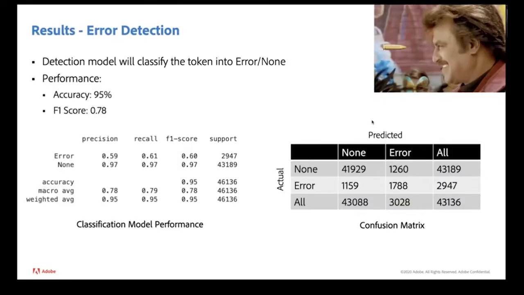Since we have reduced the errors that we are correcting, we get much better performance, in the sense that we get an accuracy of 95% for the model. Lots of errors are still predicted as none, and there are some correct tokens which are sadly predicted as error, but roughly we do much better than, let's say, just predicting every token as none.